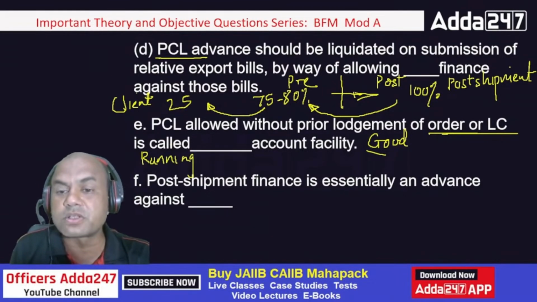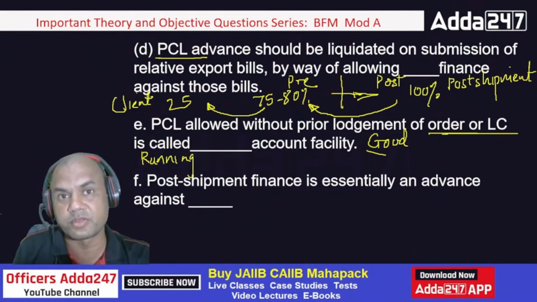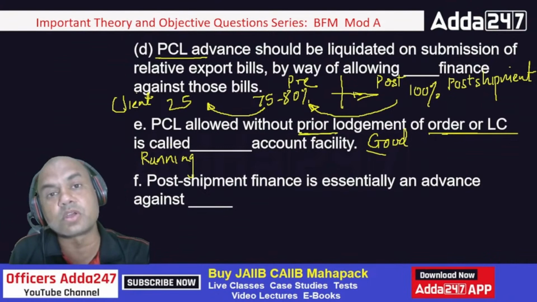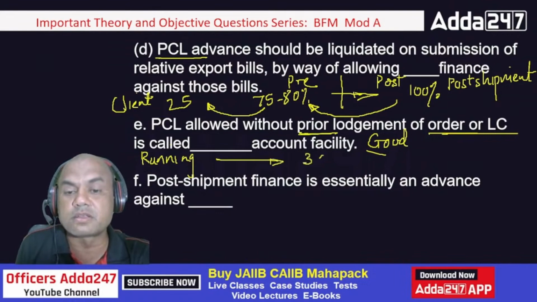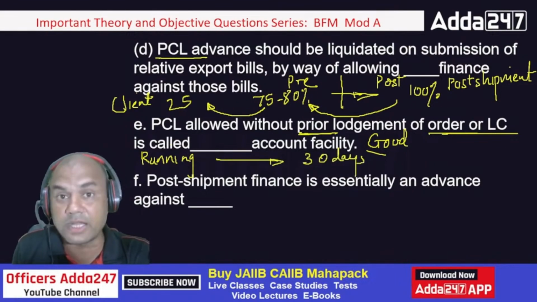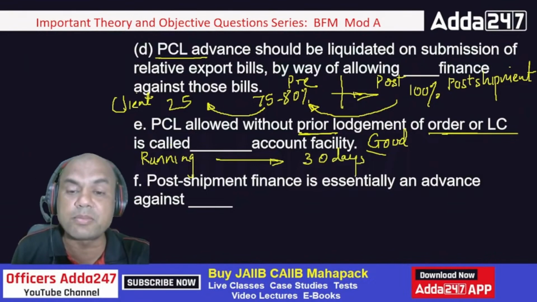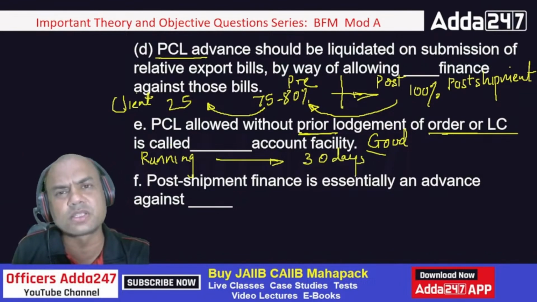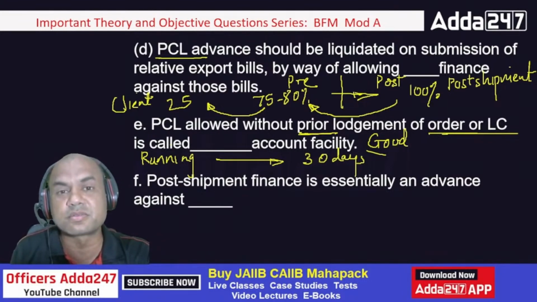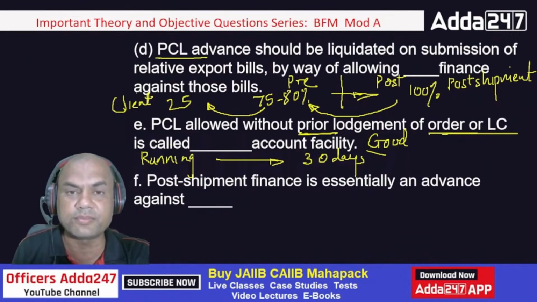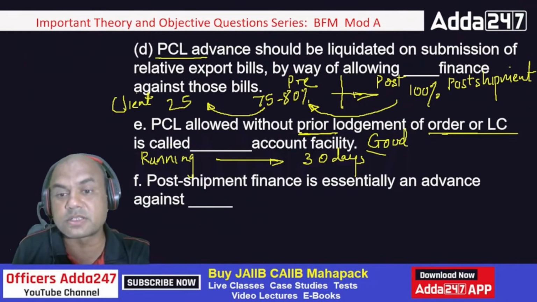Running account. Okay. So what does it mean? See here, without producing the order, I can finance this person. But it doesn't mean that order is never to be produced. It is called prior. It doesn't mean never, no lodgement. Lodgement has to be done, but that can be done within 30 days of financing. Only for the time being, because the clients are good ones. Why should these good clients always be asked to produce purchase orders or LCs? So that's why it's called running account facility. But there also, within 30 days, the client has to produce it.